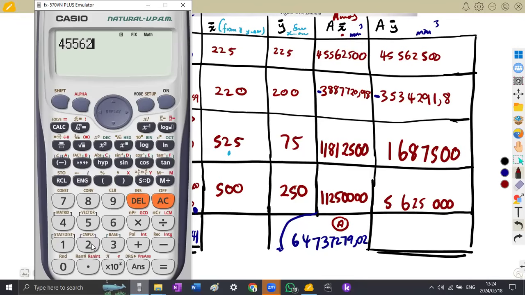Anyways, this is 4,562 point. No, there's no point there. This is 500 there. Plus this one is a negative. So this is going to be minus. Remember that circle. 3534291.8. All right, plus 1687500. This software will humble me. I know. Even the way that I'm too fast now, I can't be that too fast now. All right, anyways, this is it.